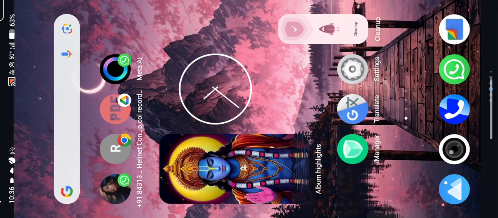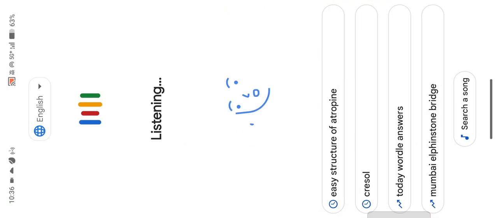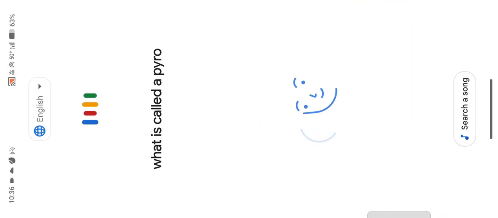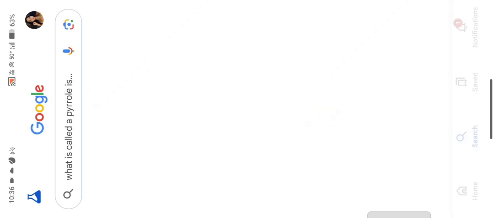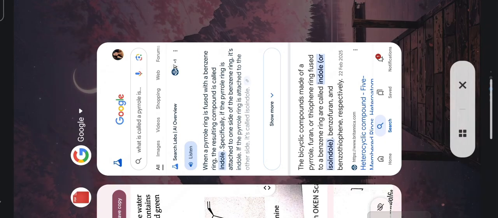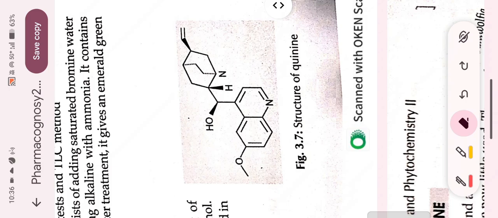What is pyrrole attached to? A pyrrole is attached to a benzene. Oh, it's an indole. Okay, this is an indole. So indole has a side chain, and that is connected to again this CH. 1, 2, 3, 4. Yeah, CH. This thing we have to remember.